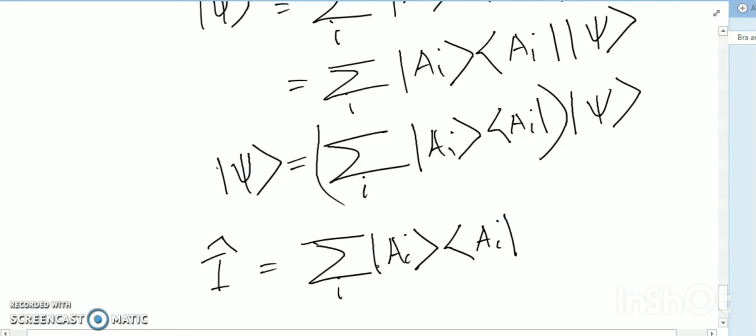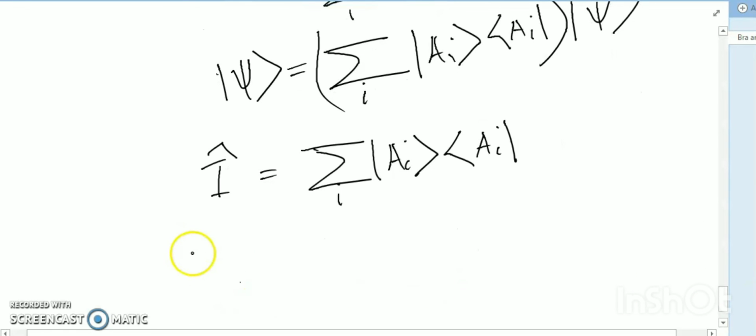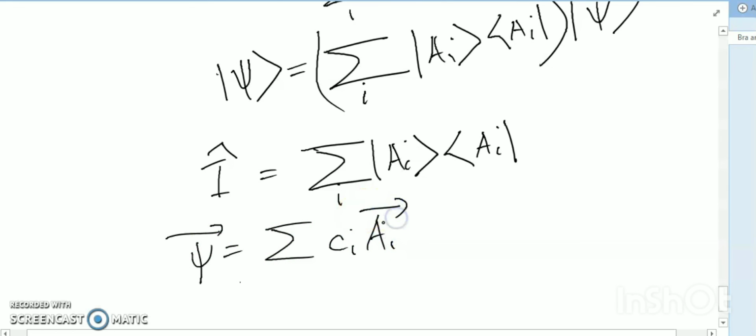So now psi is equal to the summation of c_i a_i. Note how bra-ket notation made it really easy to move things around.